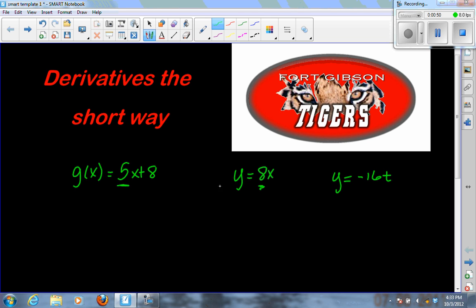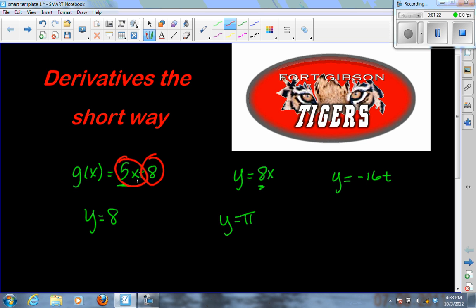So that's easy. Also, you might have noticed that back in Algebra 1, if I had y equals 8, that's a horizontal line. The slope of a horizontal line is 0. So y equals 8, y equals pi, y equals anything is a horizontal line. Slope is 0. So that's why the derivative of this, if you split it up with your derivative rules, derivative of 5x is 5, derivative of 8 is 0. So the derivative of all this together is 5 plus 0, or just 5.